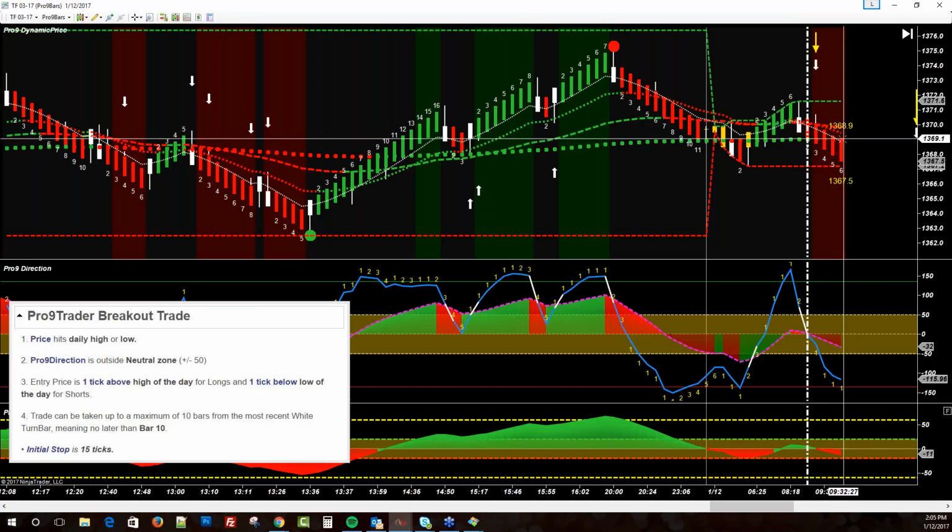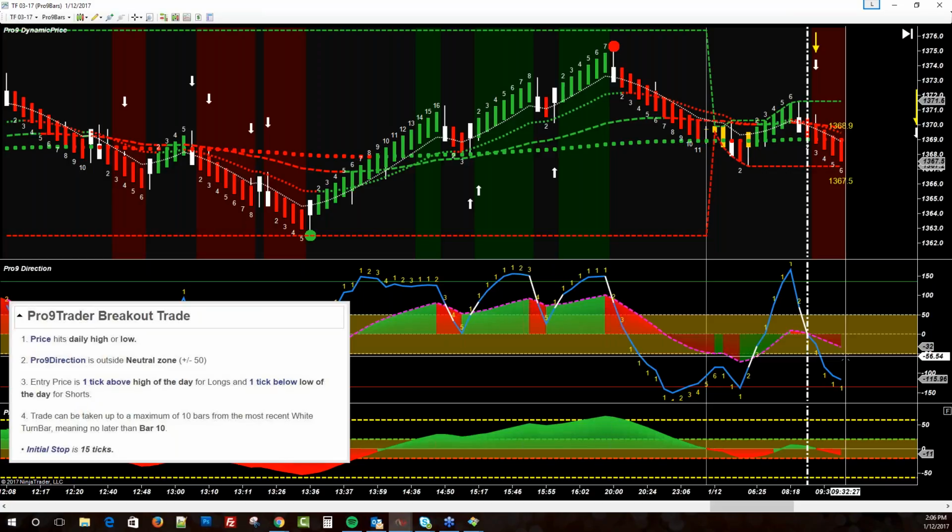So here we're getting to the point, we're really close. Let's check. So my current low is 1367.2, and my DPI that will create my next bar is 1367. So if this direction does not get outside of its neutral zone on the next bar, I will not be able to enter this as a breakout, because our entry price will always be one tick above the high of the day or one tick below the low of the day, depending which direction we're going.